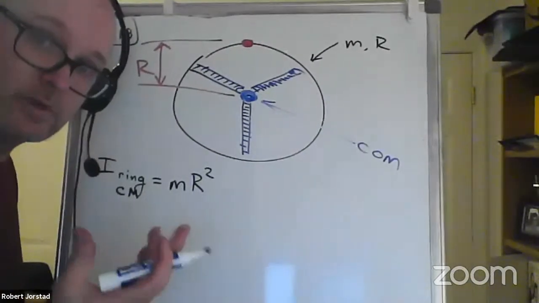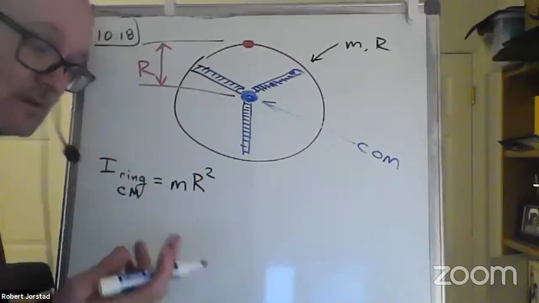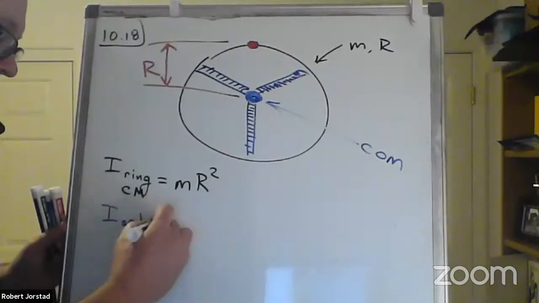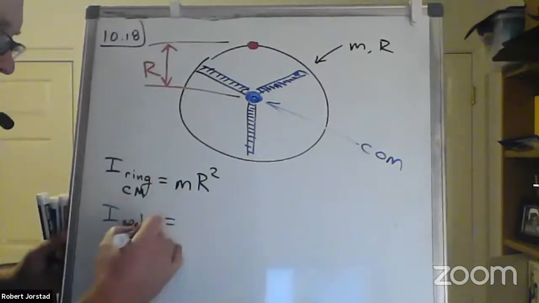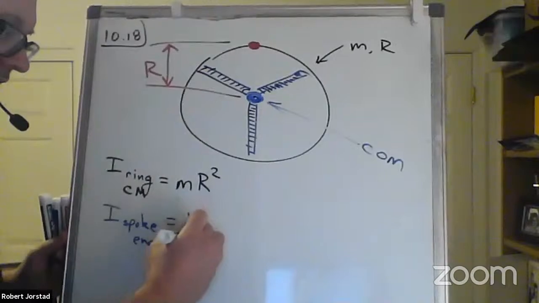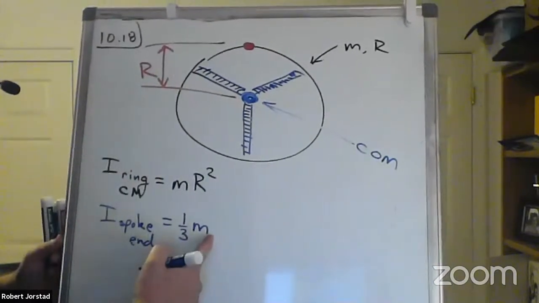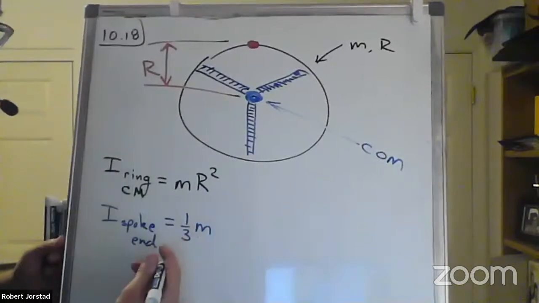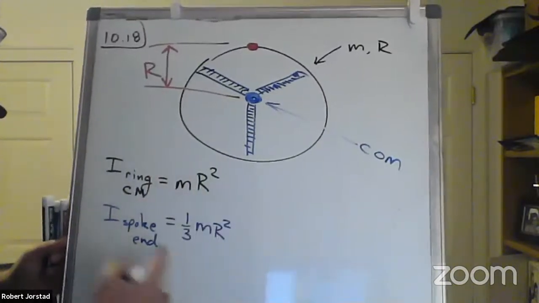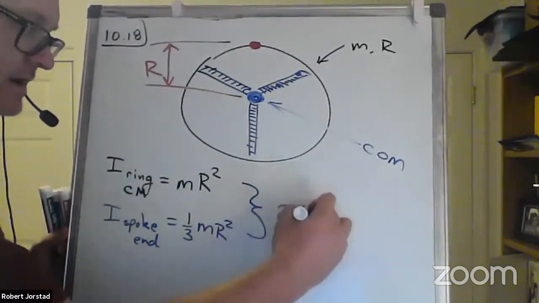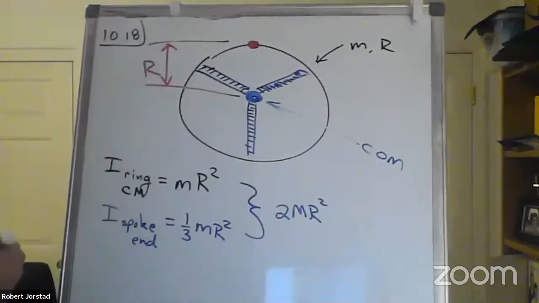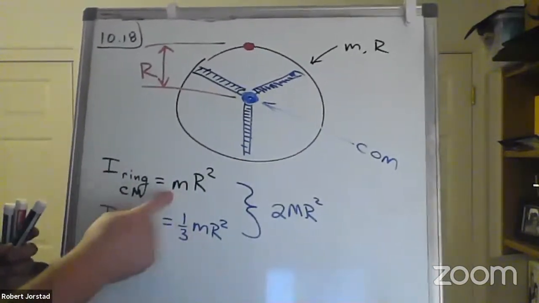Now, how do we get the moment of inertia of this weirdo thing? Would it just be 3 thin rods? 3 thin rods. Which thin rod equation do I need to use? 1/3. Yeah. So I of the spoke, about the end, is going to be 1/3 mass times length squared. Now, what's the length of each spoke in this case? R. And since we have 3 of them, if you put this all together, don't we just get 2 mr squared? 3 of these plus 1 of those is 2 of those.